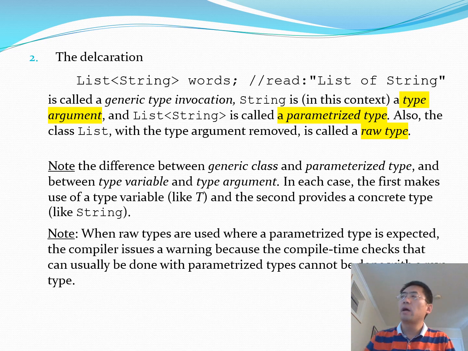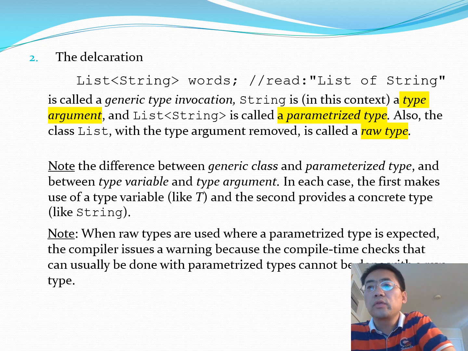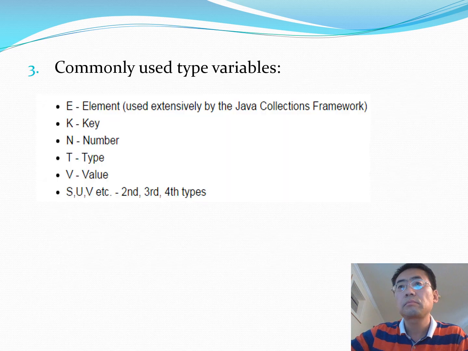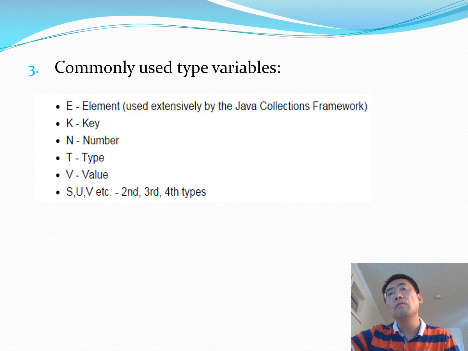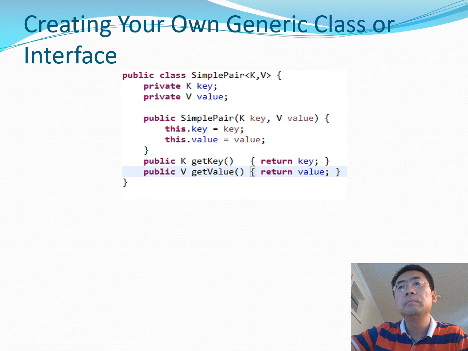You know, from Java 5 on, if you still use raw types without using a type parameter, the compiler is going to give you a warning because it cannot do type checks if you don't provide one. Here are some commonly used type variables. E, the capital E, stands for element, K for key, N for number, T for type, V for value. If you need more variables, you can use S, U, and V as your second, third, and fourth types.